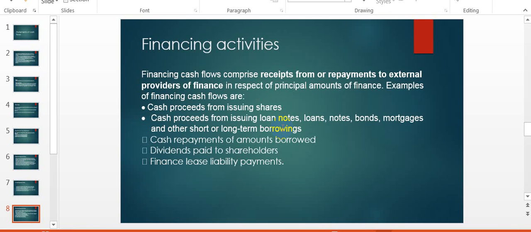Also, in this section, if you've paid dividends to shareholders, that will also come under this section. You subtract the dividends that you've paid. Also, if you've got any finance leases, any finance lease liability payments that you've made will also come under this section. Once you are done with this section, you close and transfer the balances to the last column.